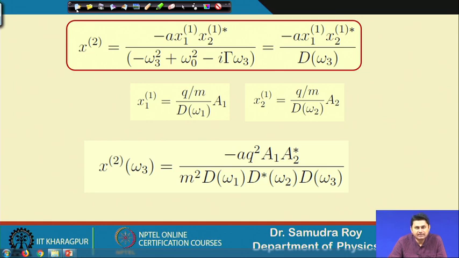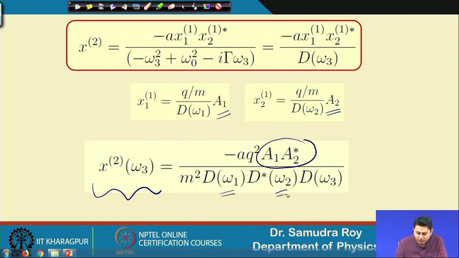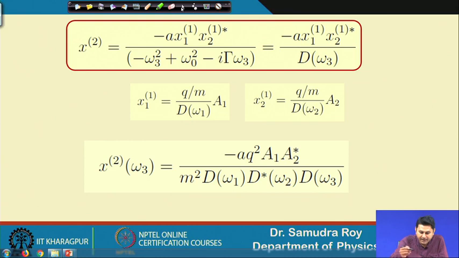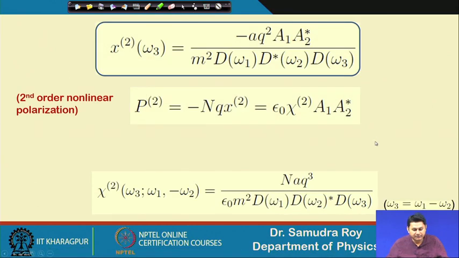x1 and x2 are again represented in terms of a1 and a2, which are the amplitudes of the electric field that we launch into the system, and my x2 is now written in terms of the amplitude of the launch electric field and also the d omega terms, that is here. After having this compact form, we have something very interesting, because everything is there in d omega 1, d omega 2, d omega 3 form, which again can be represented in terms of chi 2.